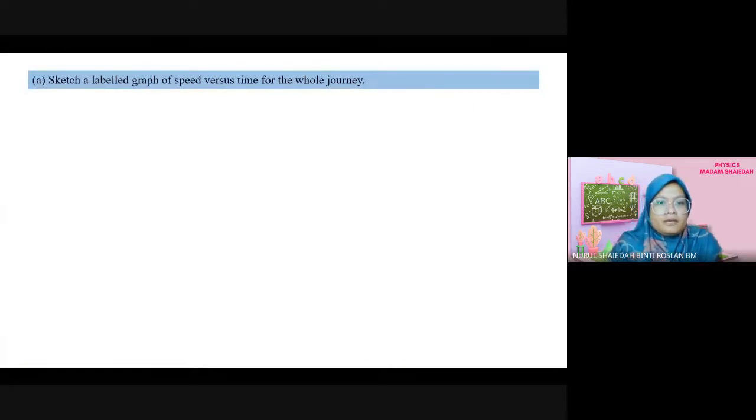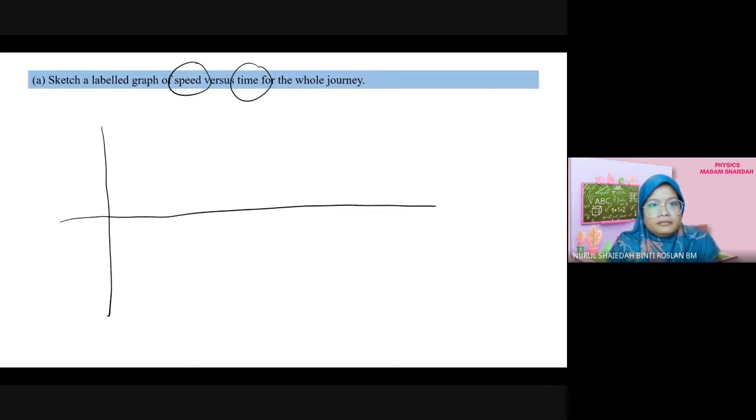Okay, sketch a graph for speed versus time for the whole journey. So what is the first thing we need to do? We draw the axis. Okay, this is my axis. So speed in m s^-1 against time. But I put time in seconds, because the best way is to put everything in SI units. Okay, so we only have 2 and 4.